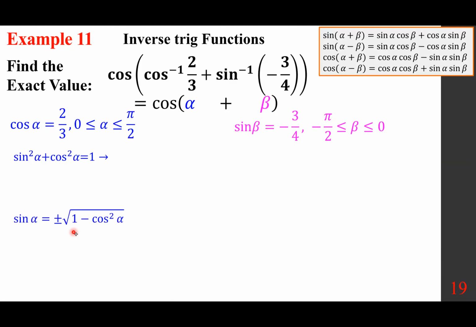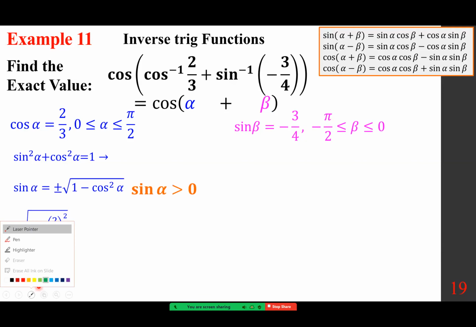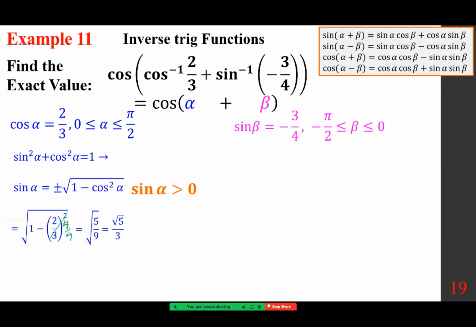So sine squared plus cosine squared equals 1. Therefore, sine is plus or minus the square root of 1 minus cosine squared. And we know sine is positive because it's in the first quadrant. So 1 minus 2/3 to the second power. This is 4 over 9. So we get 5 over 9, or the square root of 5 over 3.